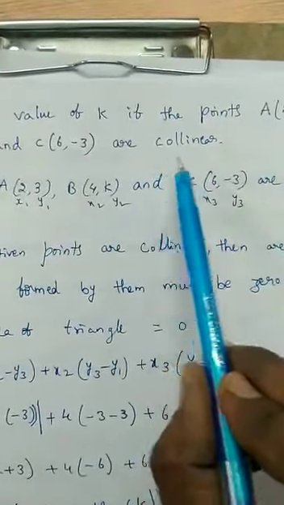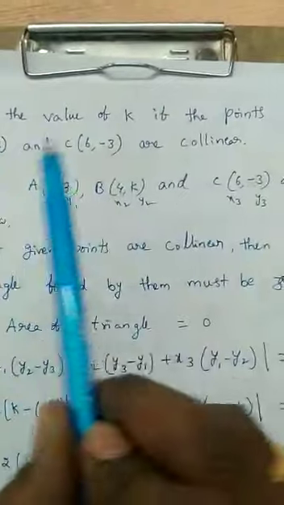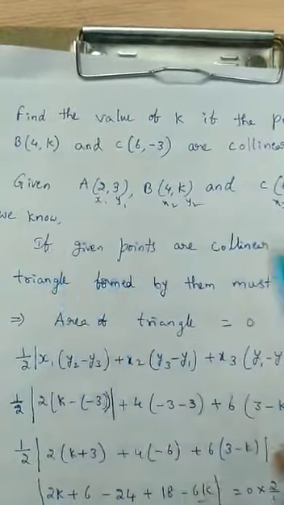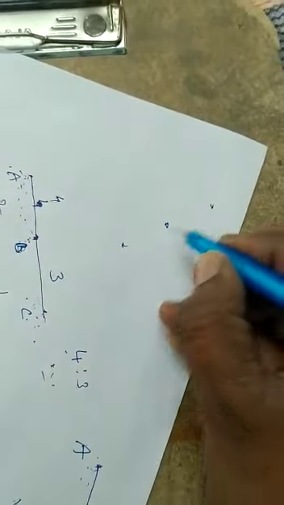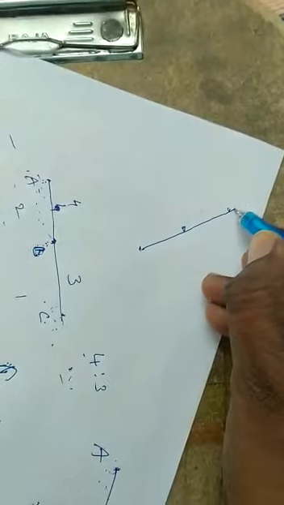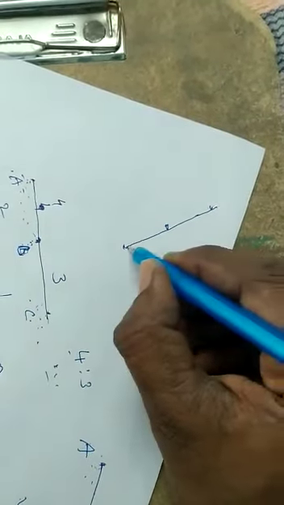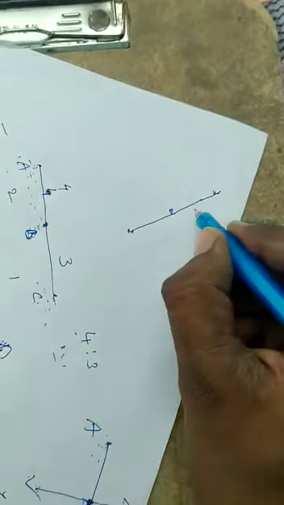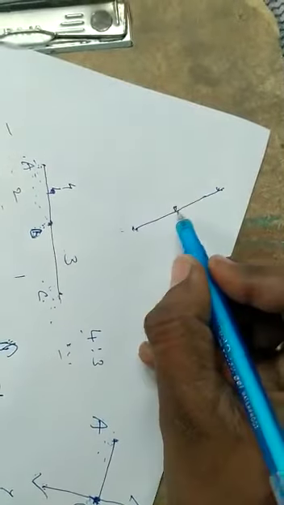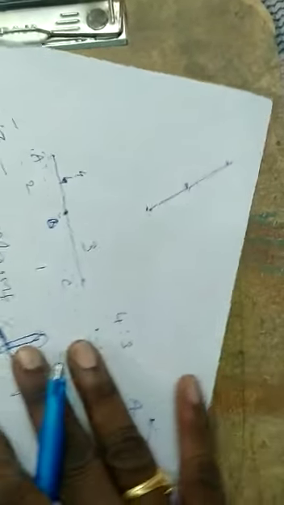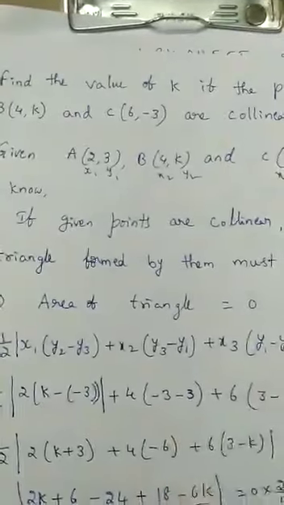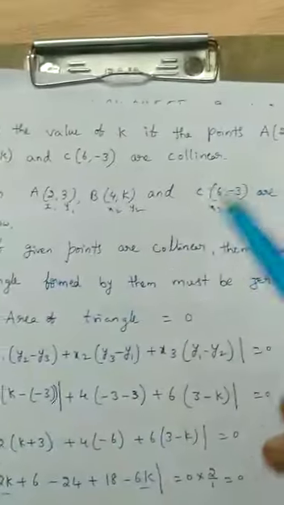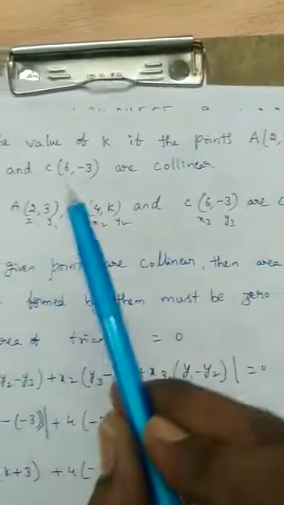The meaning of collinear is that the 3 points lie on the same line. Already we know that collinear means it is A, it is B, it is C. So by joining these 3 points we get one line segment. So automatically these 3 points are said to be collinear. We cannot form any triangle with these 3 given points. So here these 3 points are collinear, then automatically the area of the triangle is also equal to 0.